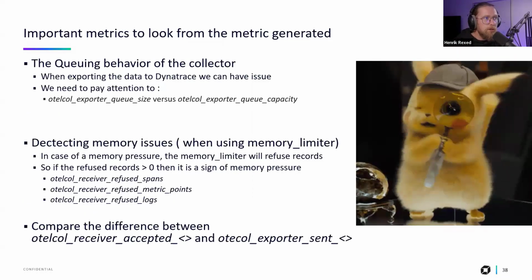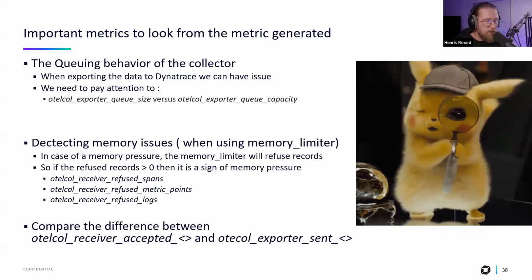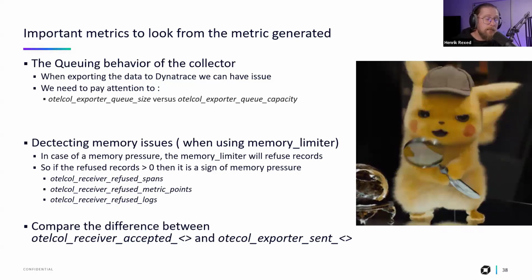Then what are the key metrics that we look at, and specific for autoscaling? In my case, I'm using the OpenTelemetry Collector operator, sorry, so I don't need to scale. It's going to be managed.